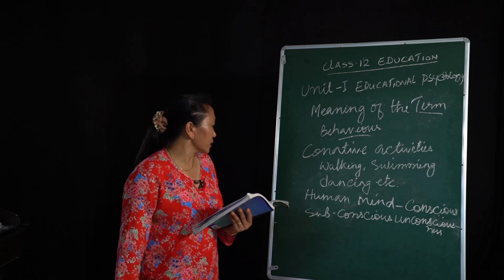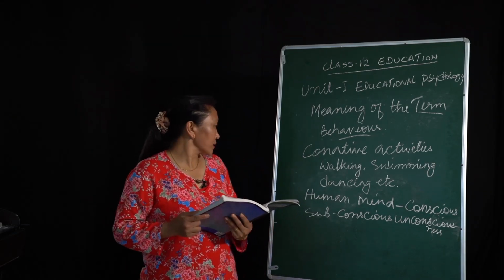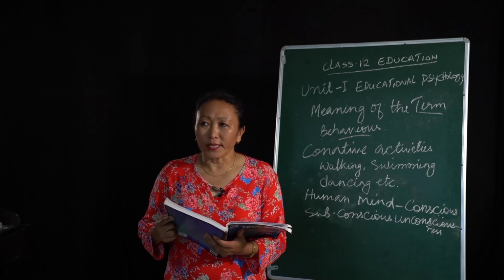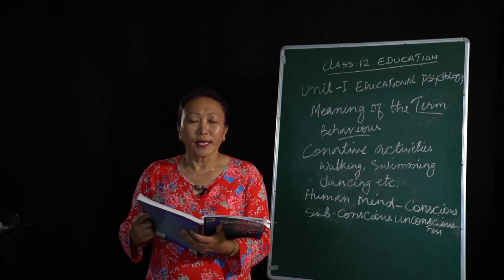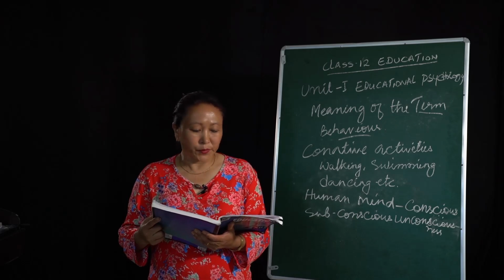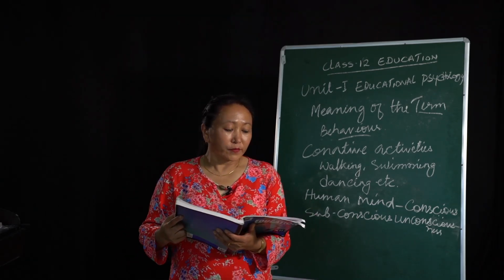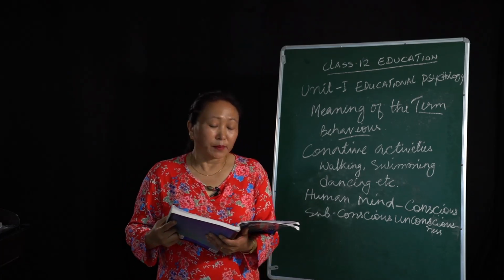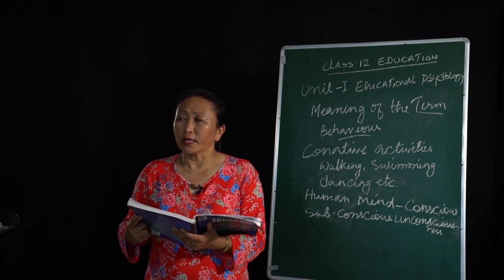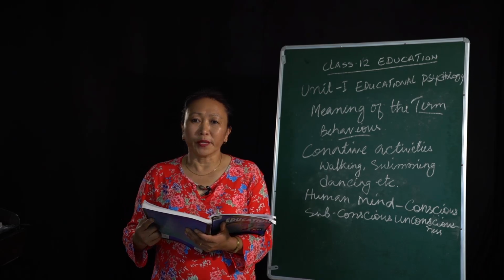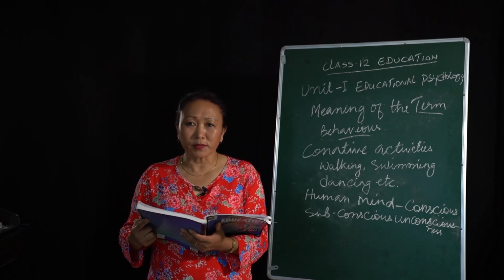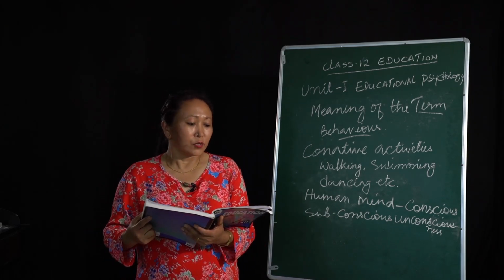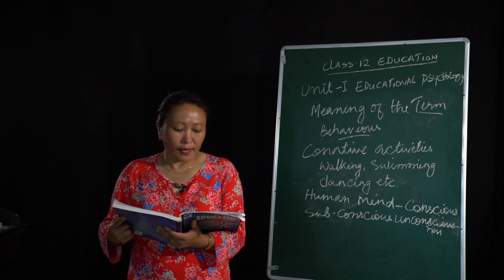The second point includes the human mind, conscious, subconscious, and consciousness, and therefore covers not only the external behavior but also the internal behavior or the inner experience. And thirdly, we have the behavior of all organisms. In psychology, we study the behavior of all organisms, therefore it includes the behavior of human beings as well as of animals, normal as well as abnormal, and children as well as adults. So these are the three meanings of the term behavior.